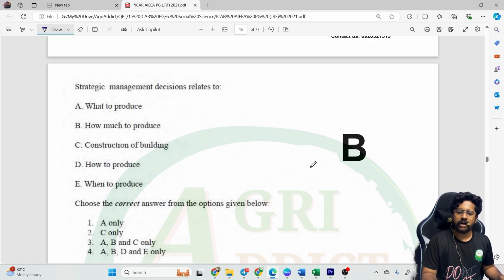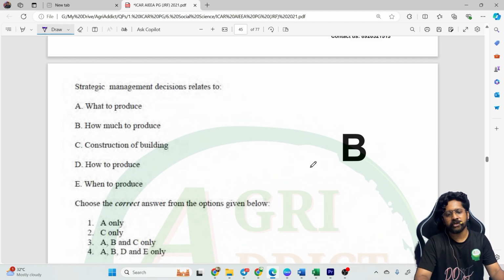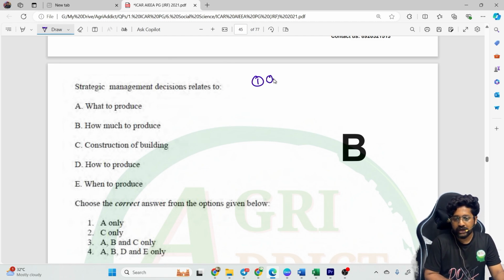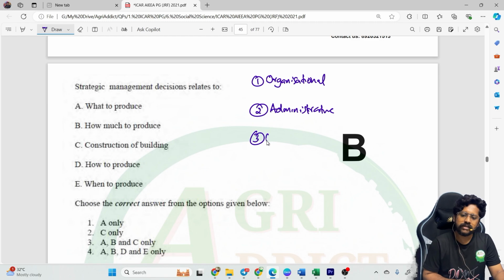Okay, the strategic management decision refers to, actually, the farm management decisions can be classified into three. The first one is organizational decisions. Second one is administrative decisions. And third one is marketing management decisions. In the case of organizational decisions, there are three kinds of decisions, right?